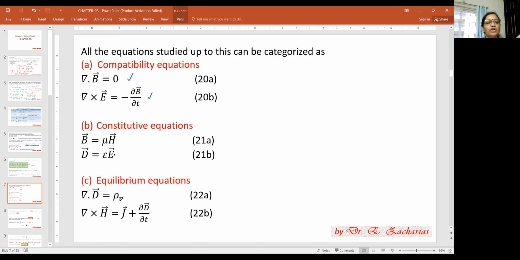B was written as mu naught H plus M and all that. And D is equal to epsilon naught E plus P. So these two equations are also called the constitutive equations. Basically, they are the same equations as you have seen in the previous slide. And then what you are left with will be two other Maxwell's equations. Now, these two are called equilibrium equations.